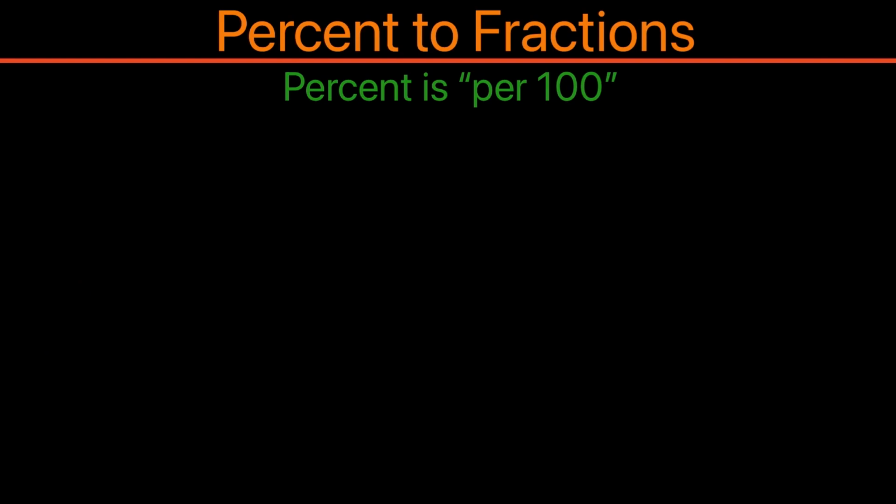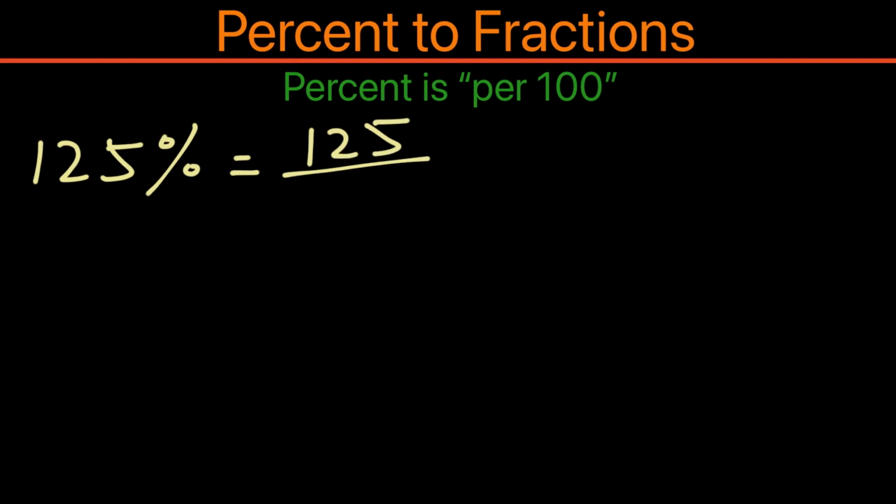And here is our final example, 125%. Now this one is above 100%, but it still works the same way. So 125% means that it's 125 out of 100. So 125 over 100. Now since this is an improper fraction, we can first convert it to a mixed number.